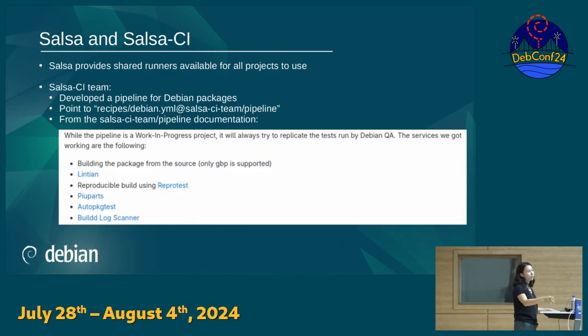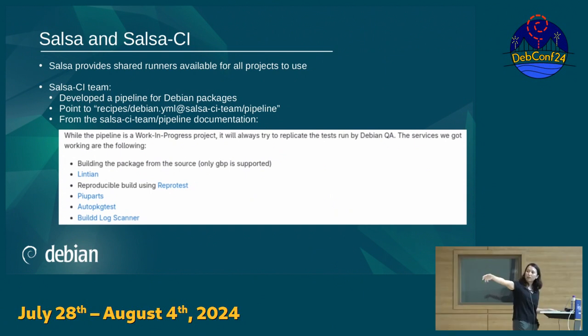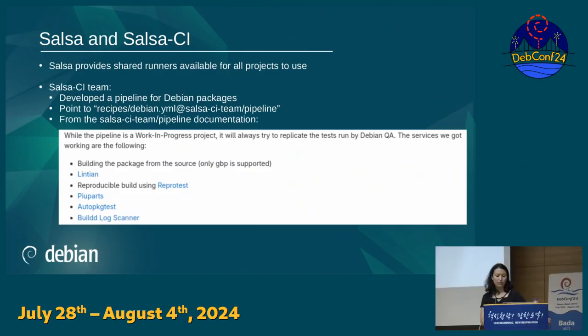And from the Salsa CI team pipeline documentation, once you push new things to your repository, it can build your package from source code. It can execute Lintian, a reproducible build using reprotest, piuparts, autopkgtest, build log scanner, and there are other configurations and advanced use that you can do if you look at the documentation.